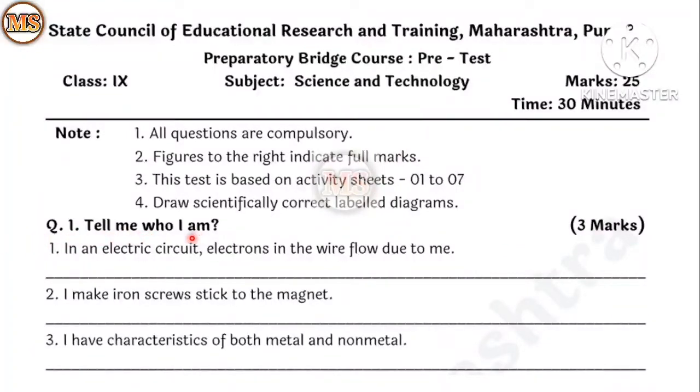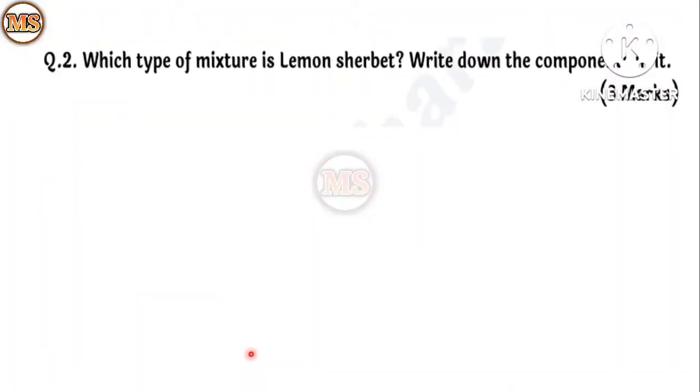Tell me who I am. The first one: in an electric circuit, electrons in the wire flow due to me. So the answer is electrical cell or electric cell. Second one: I make iron screws stick to the magnet, and that is the magnetic force or magnetism. Third one: I have characteristics of both metal and non-metal. So metalloids have characteristics of both, that is, metals and non-metals.